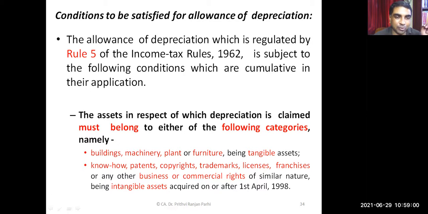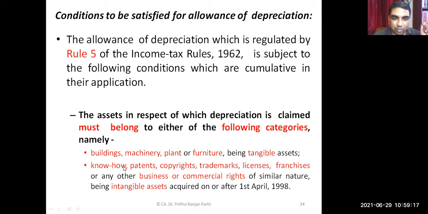As you can see, there are only 2 categories of assets where one can claim depreciation. Number 1: building, machinery, plant, furniture. So these are the category of assets: building, machinery, plant, furniture, being tangible assets. So if tangible assets, then these are the categories.